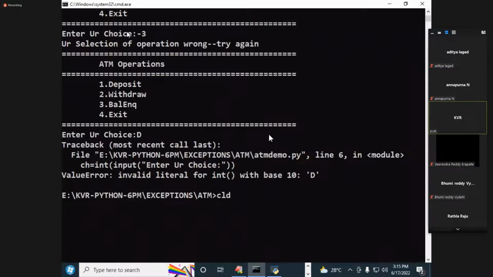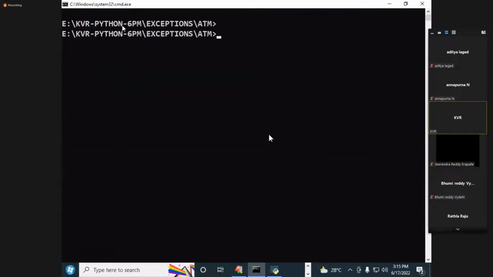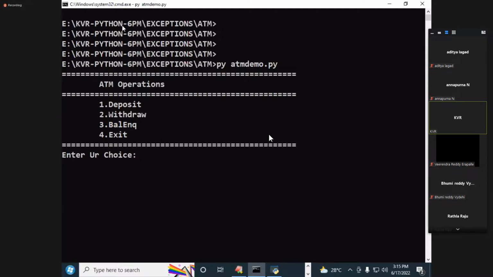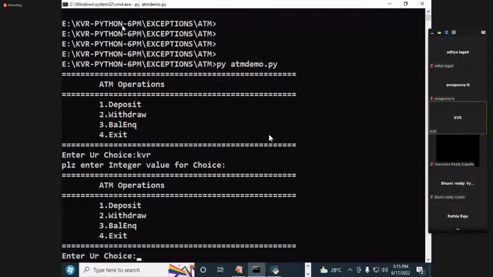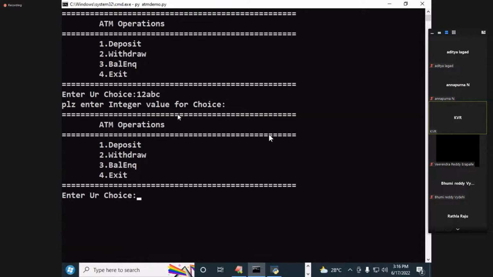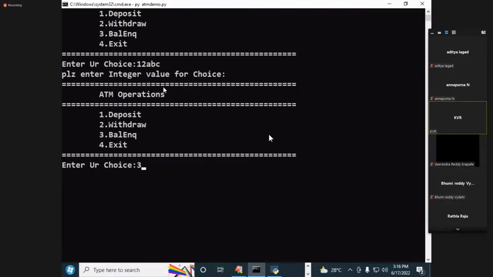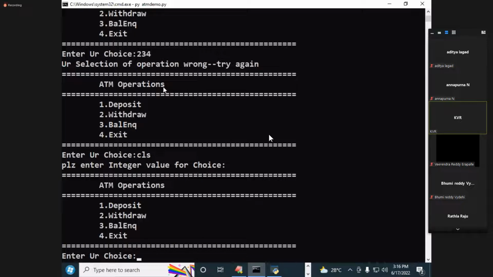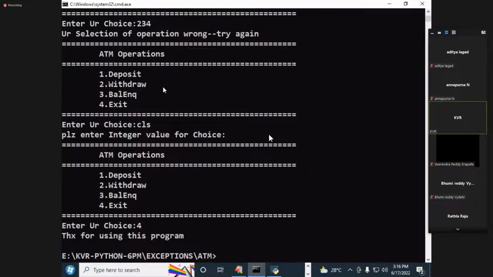CLS, py, this program you execute. I say my name. Please enter integer value for your choice. Right, I will say 1 to ABC. Please enter integer value for your choice. I say 3, no operation. I say 234, your selection of operation is wrong. Anything you do, it will stop you. Now see, coming to that CLS, selection of operation is wrong. I say 4, exiting.